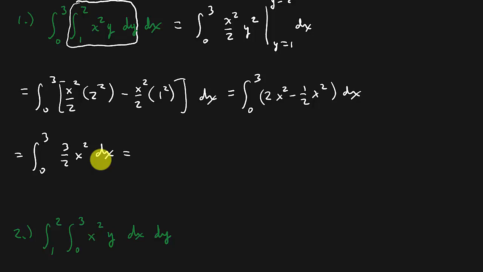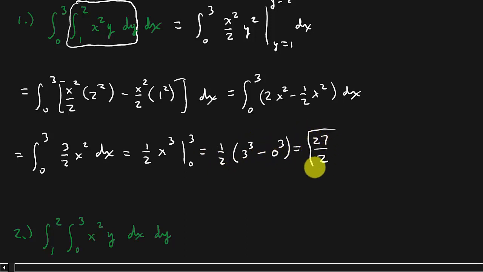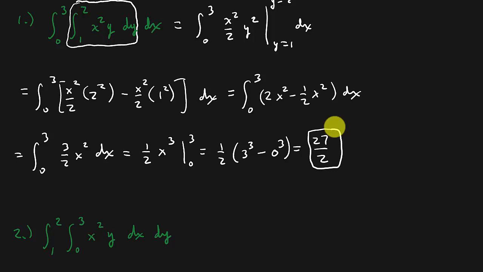right? So this is just going to be what? This is going to be 1/2 x cubed, right? Add 1, that's going to give me 3, and then divide by 3, so the 3's cancel, so I'm left with the 1/2, and that's 0 to 3. And so that's 1/2 times 3 cubed minus 0 cubed, which is what? 27 over 2. All right. And there you have it. See, that wasn't too bad, was it?